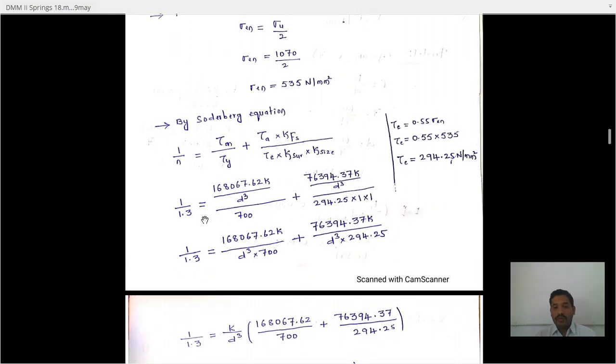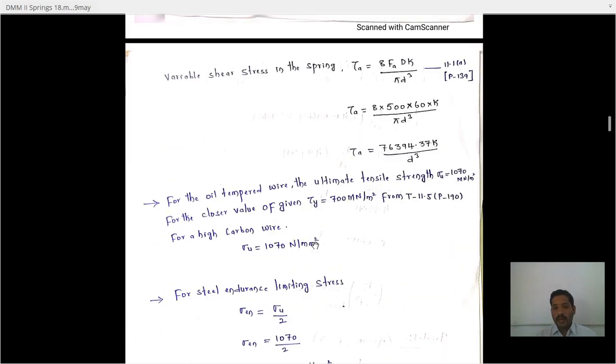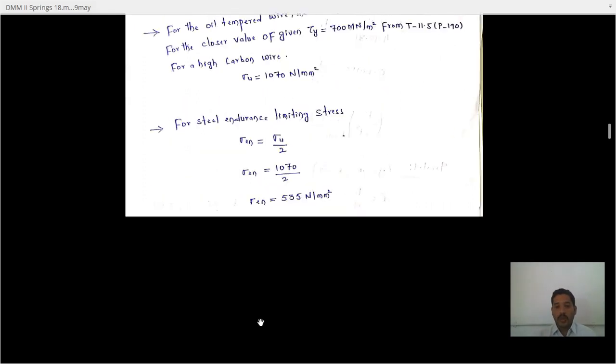Okay, 1.3 equal to the mean stress. How much we got here dear? Let us see. Mean shear stress we got as 168067.62 into K by d cube. So please keep as it is here, replace here, and tau y, nothing but how much, 700, plus amplitude shear stress value. How much we solved here, the amplitude or variable shear stress in the spring, we got the value as 76394.37 K by d cube.